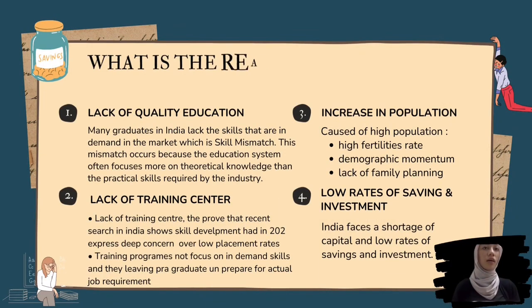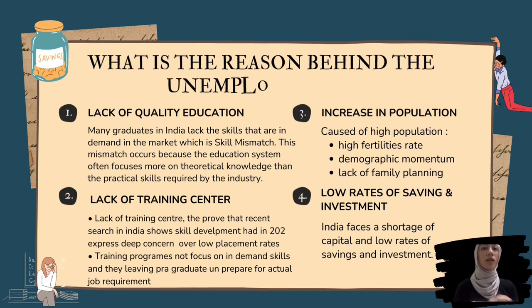For the lack of quality education, the students are not trained to meet the needs of the economy or understand the subject to the core, but rather to cram the syllabus and get the right grades. However, many graduates in India lack the skills that are in demand in the market, which is a skill mismatch. This mismatch occurs because the education system often focuses more on theoretical knowledge than the practical skills required by the industry.